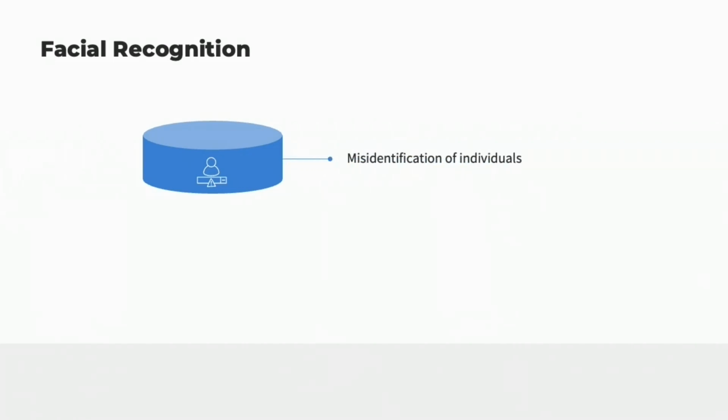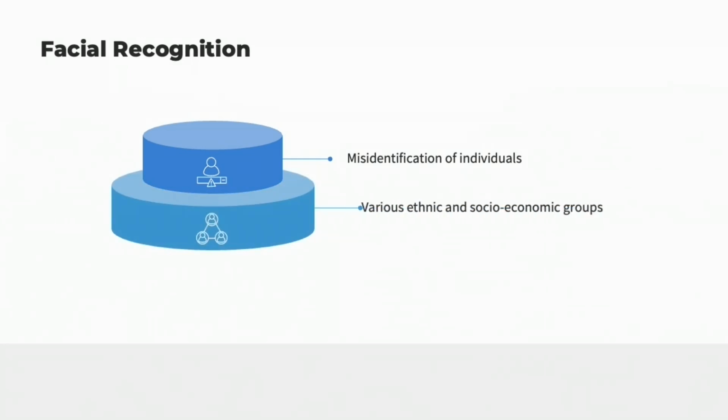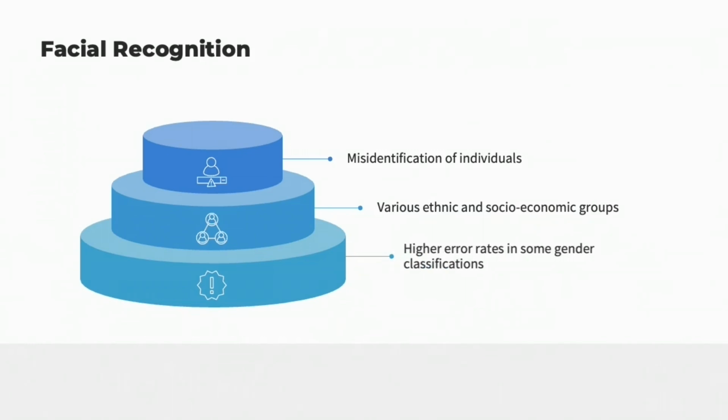And one more interesting example is facial recognition. Facial recognition technology has been under scrutiny for inaccuracies in correctly identifying individuals, with particular challenges in recognizing individuals from various ethnic minorities. Research by MIT Media Lab found that facial analysis algorithms from major tech companies had higher error rates in gender classification for women from certain ethnic groups as opposed to men from other demographics.